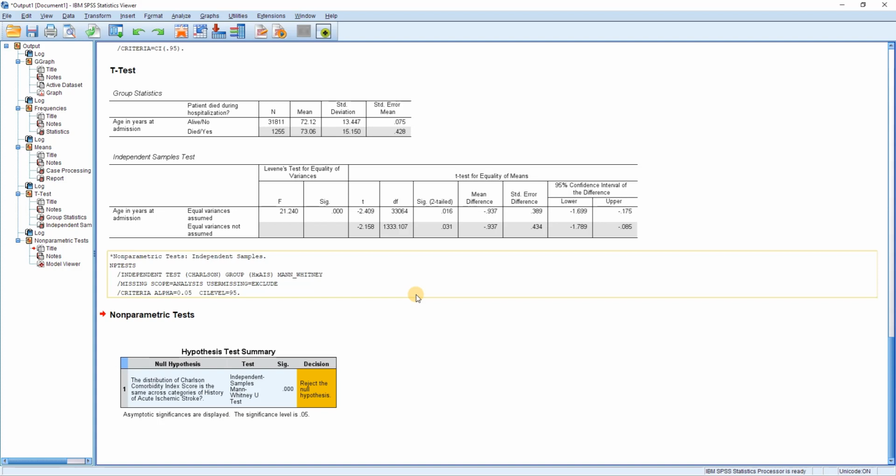And we can see here we have a significance value of 0.000, and SPSS is telling us to reject that null hypothesis. So we can say that the Mann-Whitney-U test has told us that the distribution of Charlson score is not the same across patients with history of acute ischemic stroke. So there is a significant difference in mean Charlson score for patients who have had an AIS and for patients who have not.